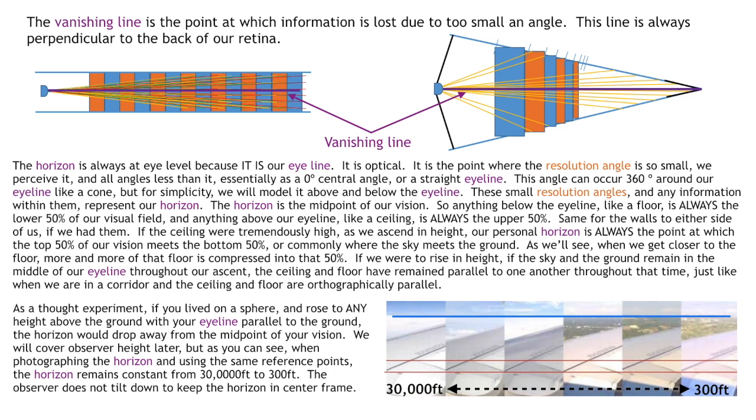So just quickly, as a thought experiment, if you lived on a sphere and rose to any height above the ground with your eye line parallel to the ground, the horizon would drop away from the midpoint of your vision with any rise in height. And we'll cover the observer height later, but as you can see, when photographing the horizon and using the same reference points, the horizon remains constant from 30,000 feet to 300 feet. The observer does not tilt down to keep the horizon in center frame, which is again what you would have to do if it were a curved surface that you were standing on.